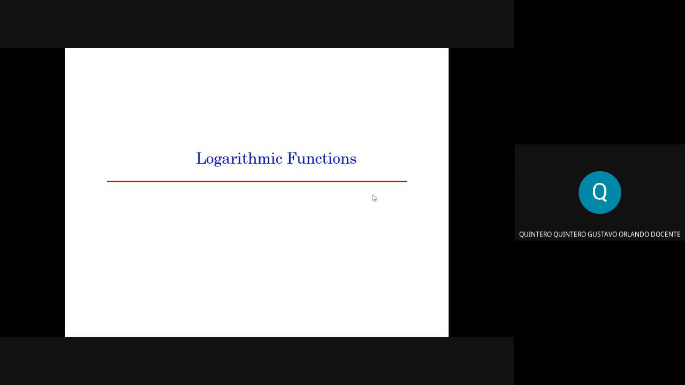Logarithmic functions. This is today's topic. It's a new topic, a new type of function, but it is so simple that it is going to help us solve another type of question. These functions are nothing but an auxiliary function to other types of exercises. All right, let's begin with the easiest.